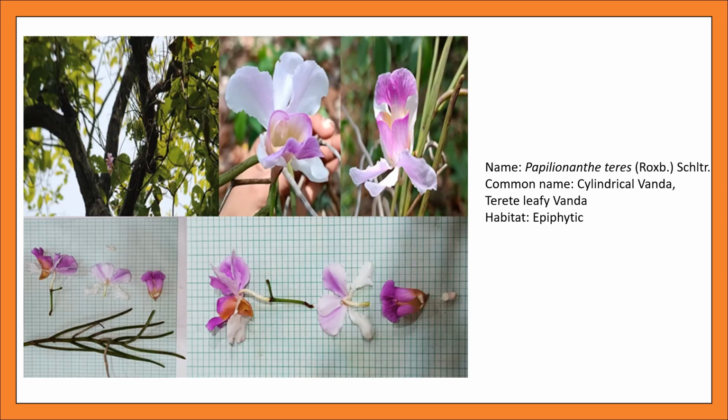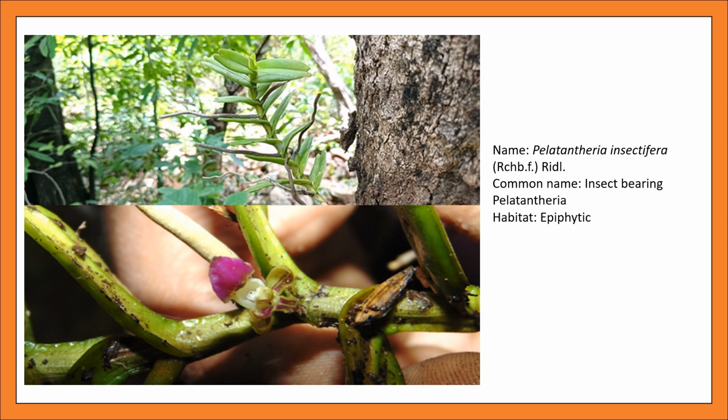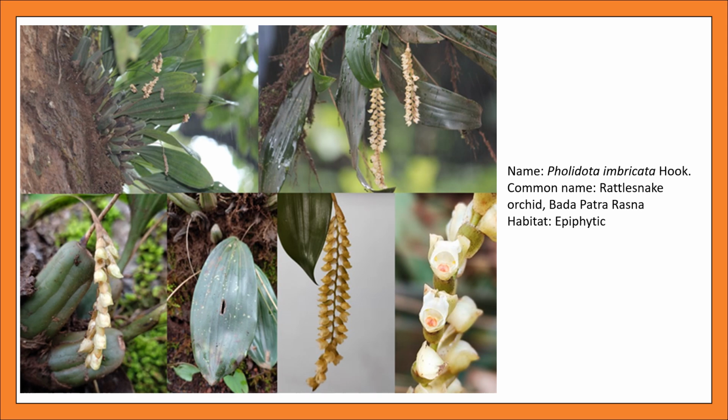This is the Papilionanthe teres or cylindrical Vanda. It is also known as Vanda teres. It's epiphytic, with a larger flower. This is the Phalaenopsis or Pelatantheria insectifera. It is again a common orchid species of Bonai Forest Division, insect-bearing Pelatantheria. This is the Pholidota imbricata. Usually we observed it in valleys in Bonai Forest Division. It looks like an earring. When the flower blooms, it looks very beautiful.